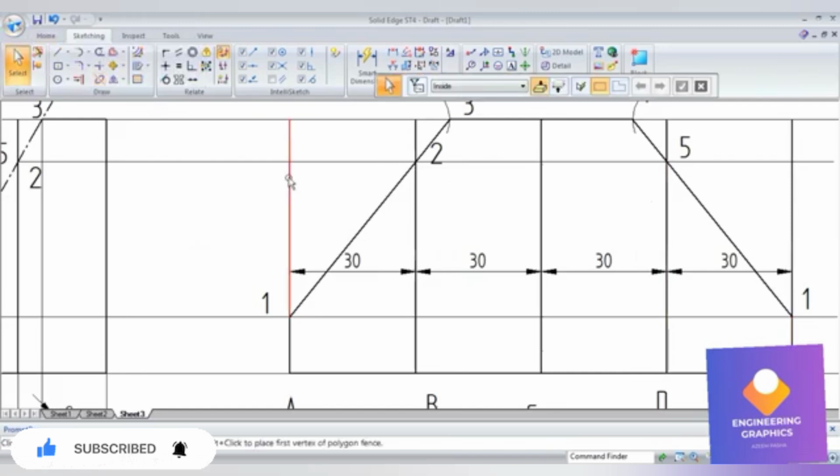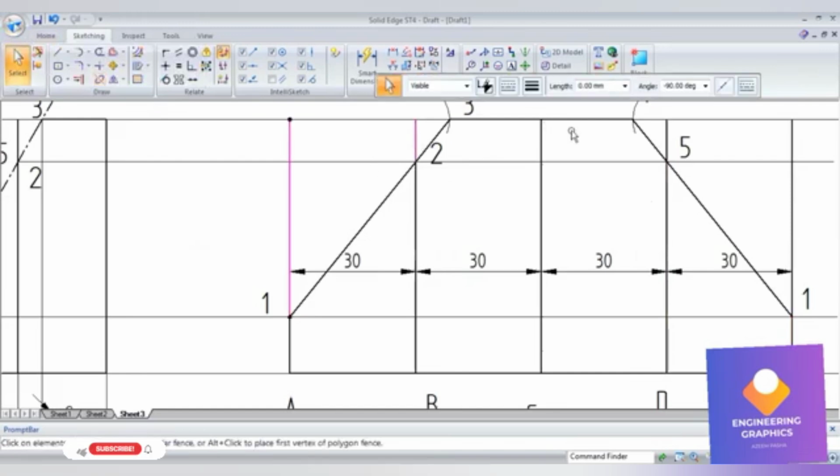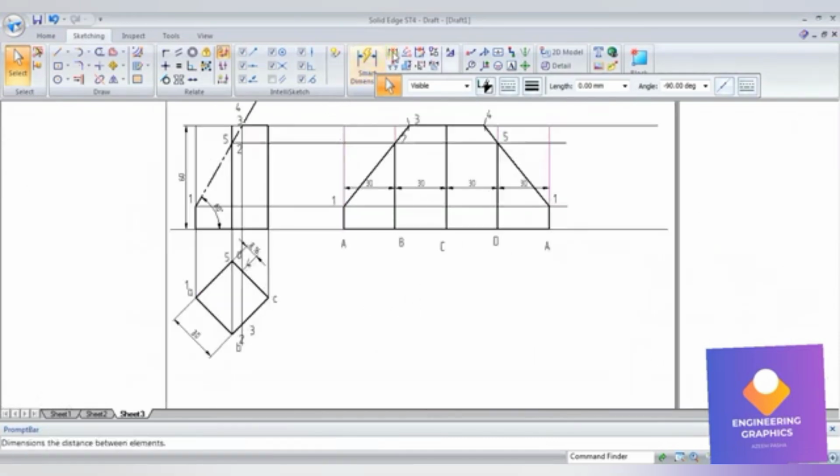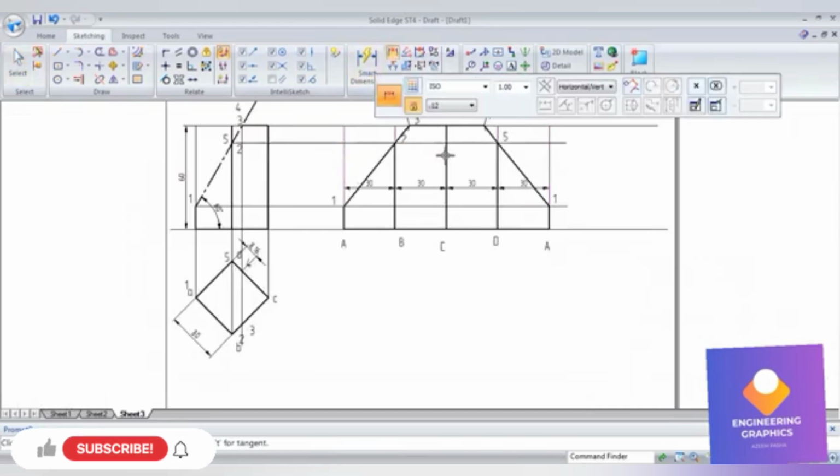Okay, so I'm going to split it. So these lines I should show with the thin lines. By selecting these lines, I'll make these lines thin lines. Okay, 0.13.